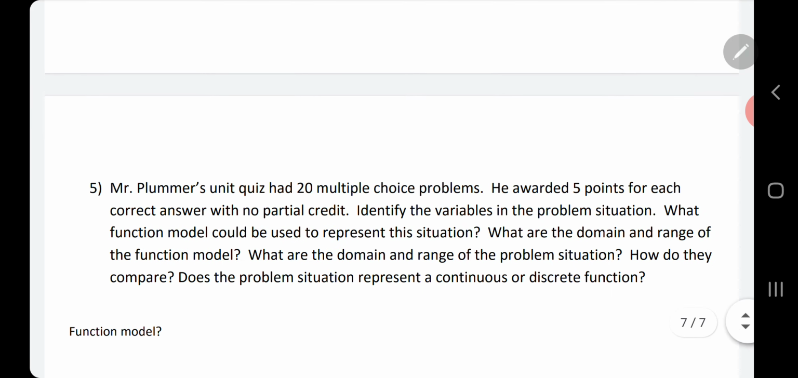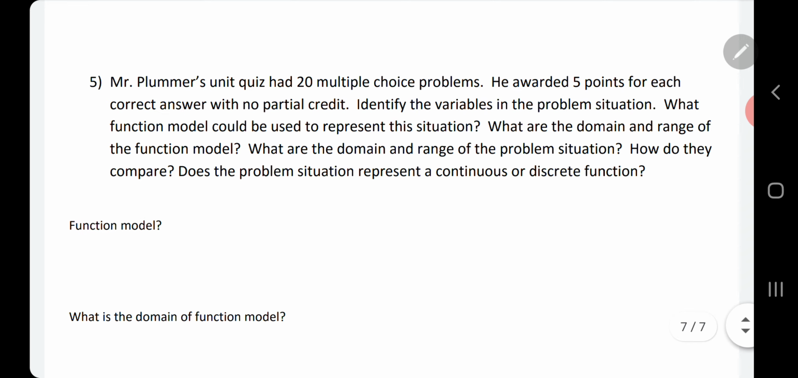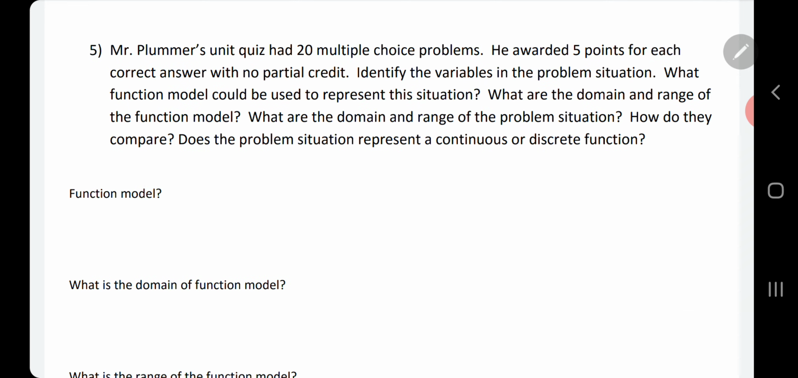Let's move on to the next one. This one's going to take a little bit longer, but just so you get a good explanation on everything. Mr. Plummer's unit quiz had 20 multiple choice problems. He awarded 5 points for each correct answer with no partial credit. So he gave no partial credit. It's very important.